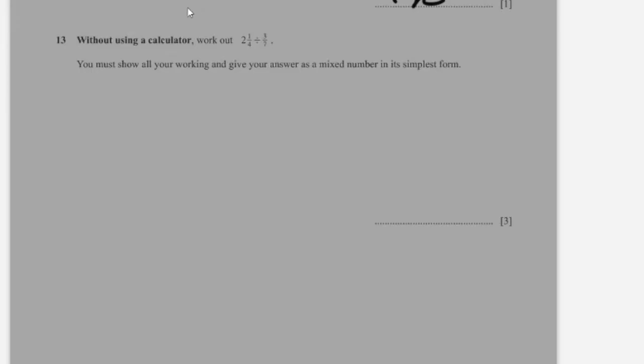Question number 13. Without using a calculator, work out 2 1/4 divided by 3/7. You must show all your working and give your answer as a mixed number in its simplest form. So I'll start with converting this mixed fraction into an improper fraction.